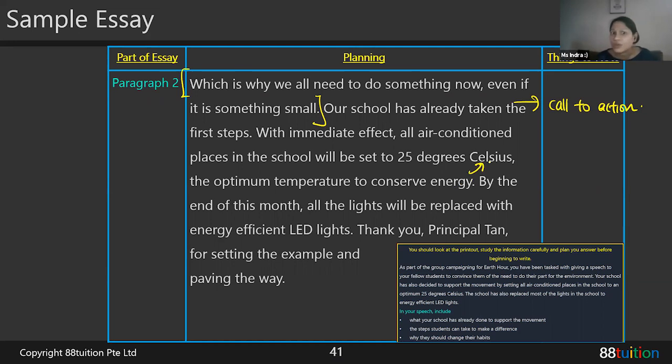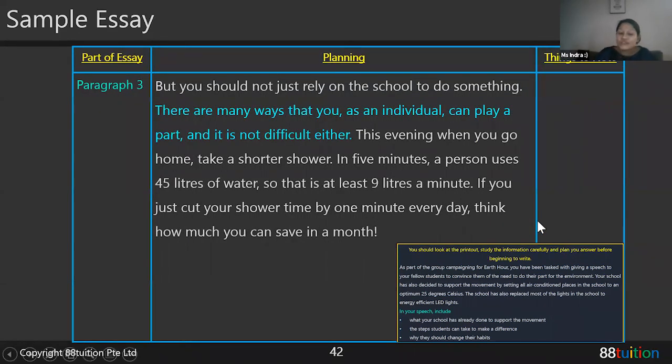Actually, I think it's 24 and above. By the end of the month, all the lights will be replaced with energy-efficient LED lights. Sorry, there's a typo. Thank you, Principal Anil, for setting the example and paving the way. I'll change it later. But you should not just rely on the school to do something. There are many ways that you as an individual can play a part, and it is not difficult either. So what you were told just now was what the school has done.